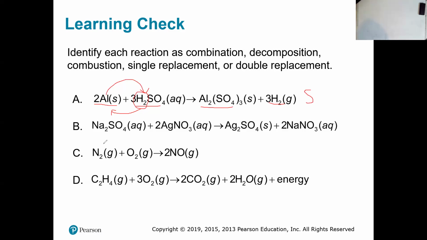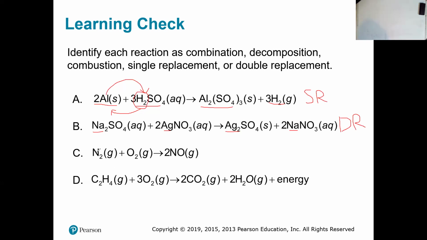Okay, in our second example, we have sodium and sulfate and silver and nitrate. And on our product side, we have the silver with the sulfate and the sodium with the nitrate. So both the sodium and the silver switch places on our product side. And so that's going to be an example of a double replacement. All right, SR for single replacement.